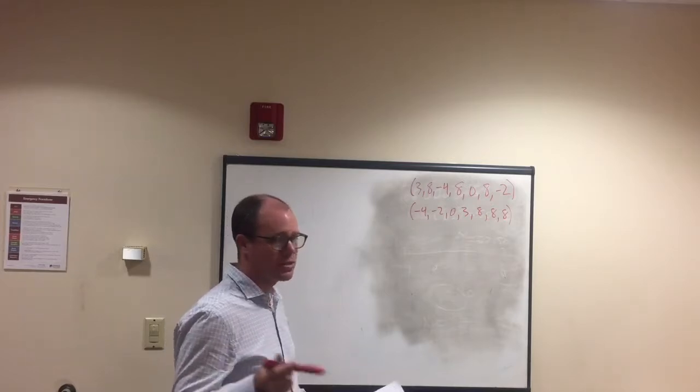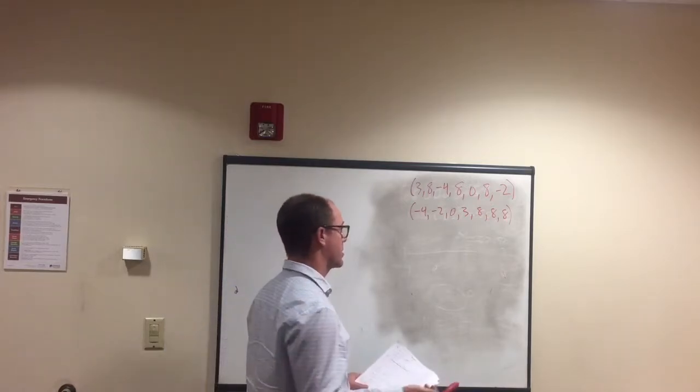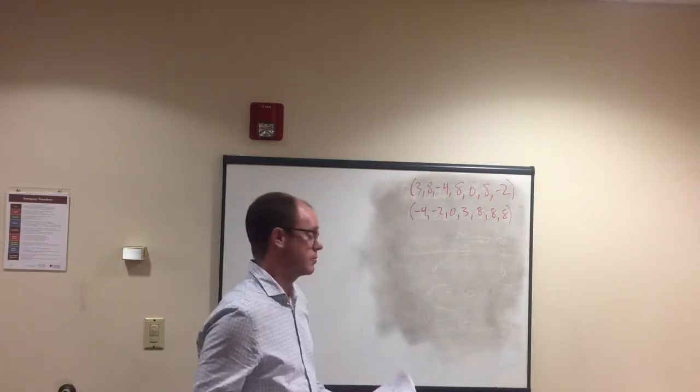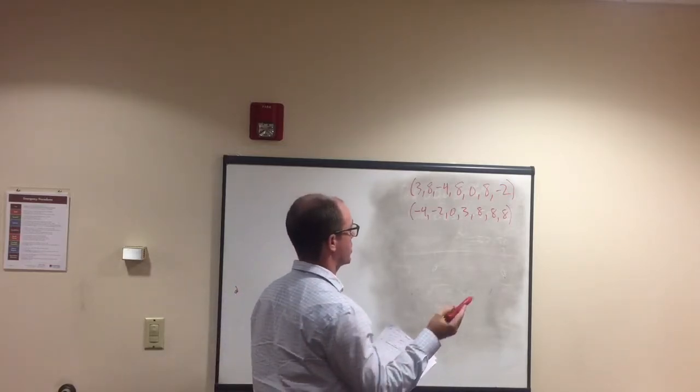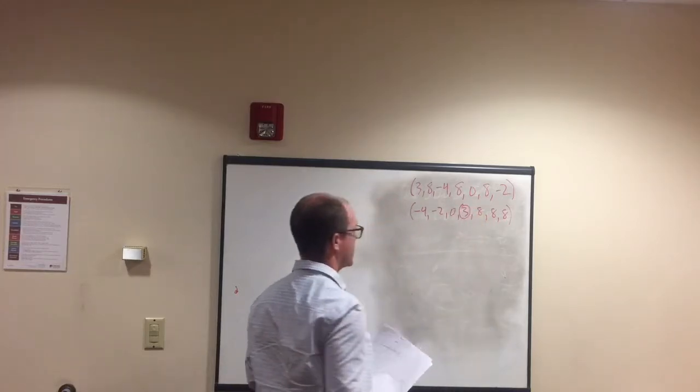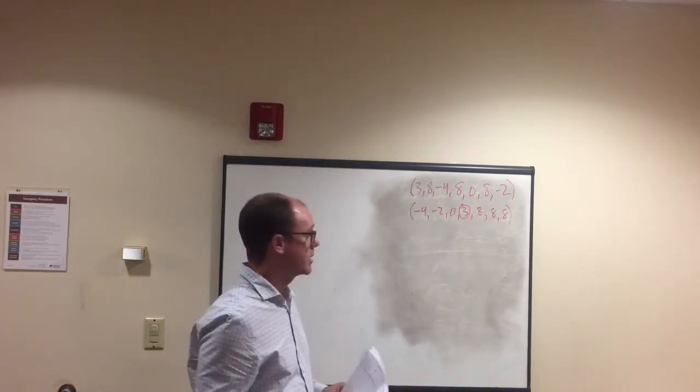Okay, so median is the middle number. And so in this case, where you have 7 numbers, you pick the 4th one, which would be this one, and then the median would be 3.